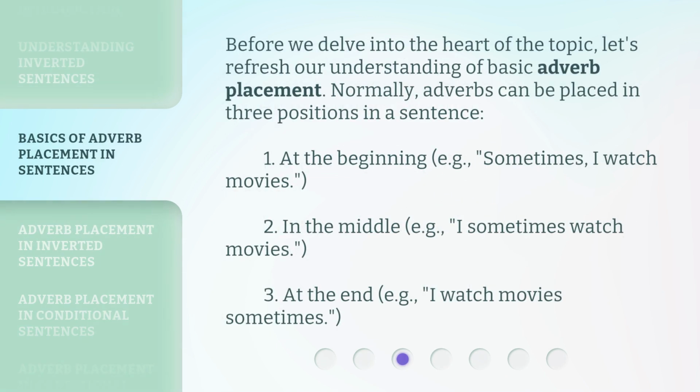Before we delve into the heart of the topic, let's refresh our understanding of basic adverb placement. Normally, adverbs can be placed in three positions in a sentence. 1. At the beginning, e.g., sometimes, I watch movies. 2. In the middle, e.g., I sometimes watch movies. 3. At the end, e.g., I watch movies sometimes.